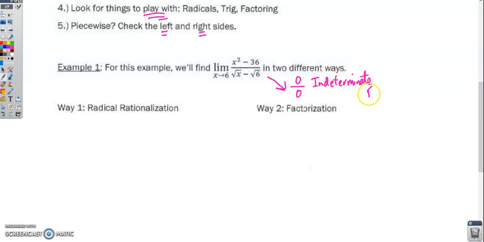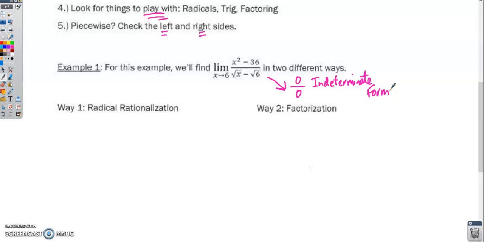Now, when I look at this problem as it's written, I see some radicals in there, which instantly makes me think, hey, maybe I can handle this by using the conjugate and trying to simplify it that way, and seeing what happens if I use a radical rationalization. I also see in the numerator the quantity x squared minus 36, which is something that I know can factor, and in fact, we're going to talk in this example about a way to factor it beyond what you've probably done in any of your other courses prior to this one. So we're going to handle this two different ways.